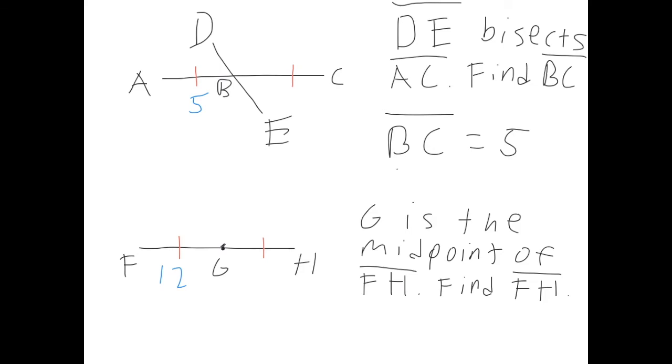It also works the same with midpoints. In this problem, we have line segment FH with a point G in the middle. It says here that G is the midpoint of FH. And again, it's marked by those little red marks saying that those two sides are equal. So, what you do is, you see that FG is 12, so again, we know that the other side is equal to that, so GH is also 12.